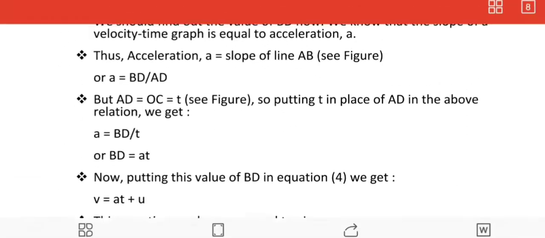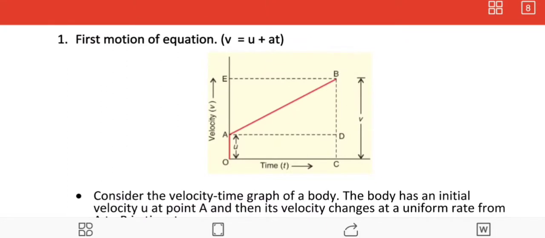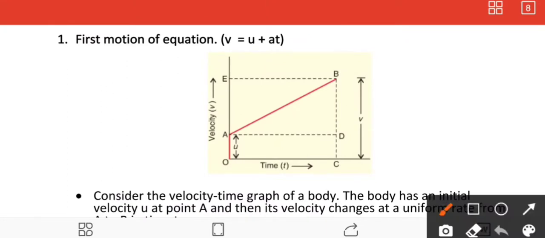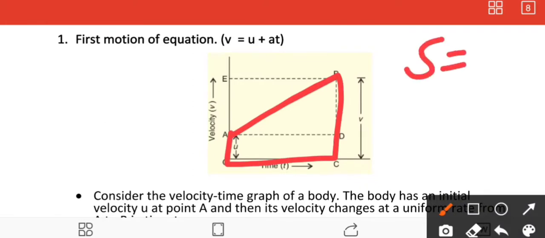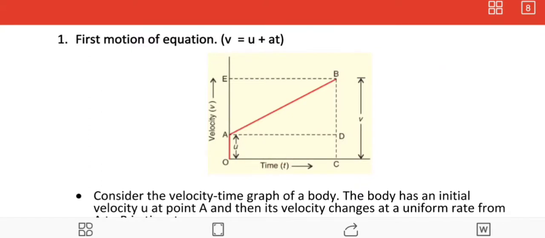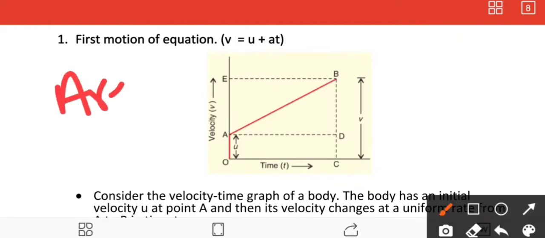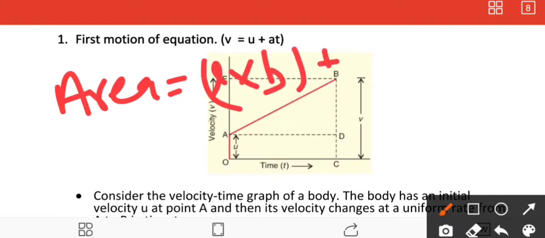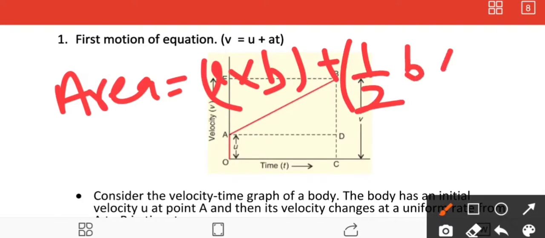In a similar manner, we'll find the second equation of motion with the same graph. In this graph, we'll find the area, because the second equation of motion involves distance, and you know very well the area of the graph will give you the information about the distance. Here there are two parts: the rectangle OADC and the triangle ABD. The total area of the graph will be the area of the rectangle, that is length into breadth, plus half into base into height.